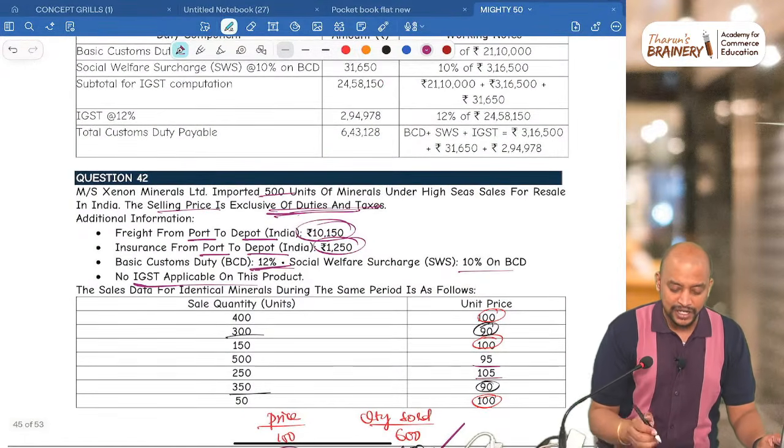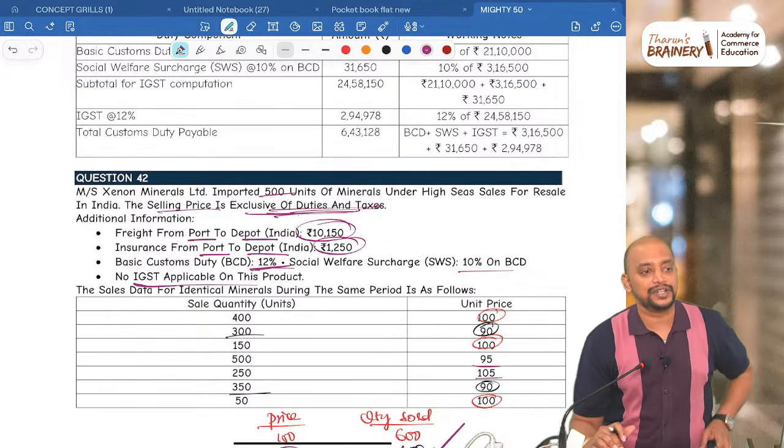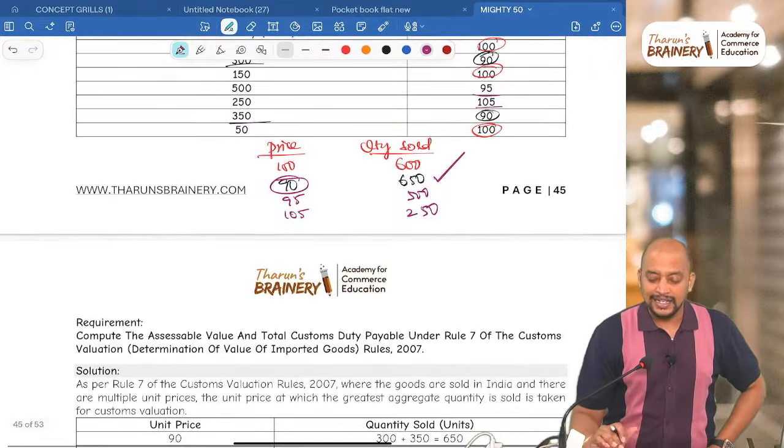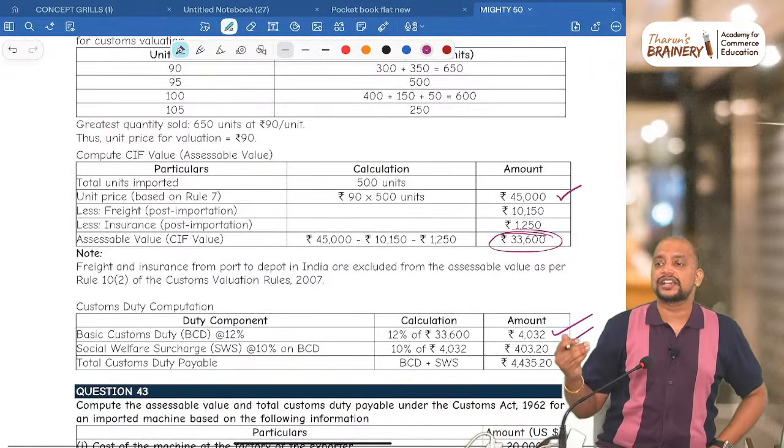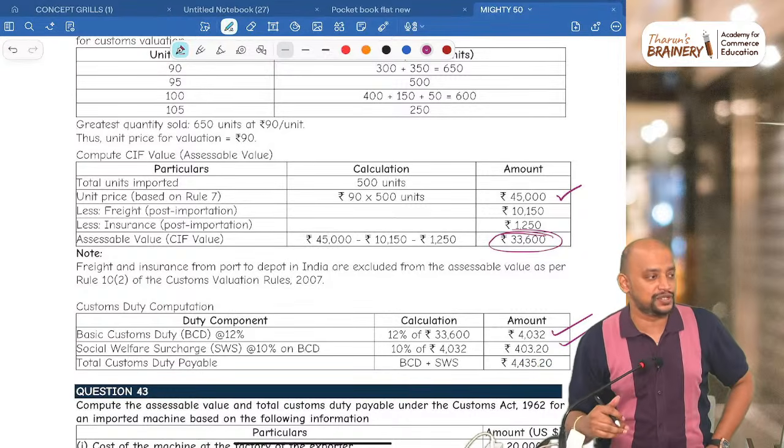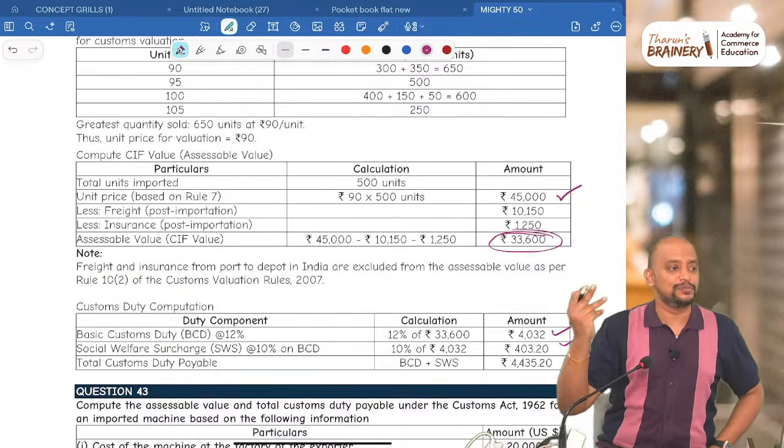What if this line is not given? The selling price is exclusive of duties and taxes, like that, not given. Then this 33,600 you will assume as inclusive of customs duty and you will calculate on an inclusive basis. Okay.